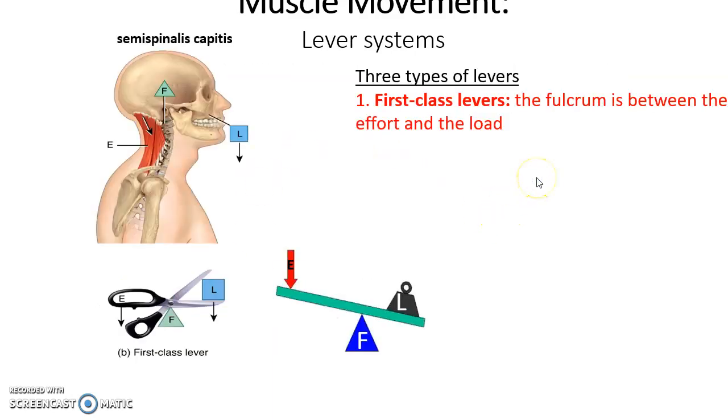Now, there are three kinds of lever systems in our body. There are the first-class levers, where the fulcrum is between the effort and the load. So like a scissors or the semispinalis capitis muscle: the effort is the muscles moving the head, here's the joint, the fulcrum, and the load is the bulk of the head.